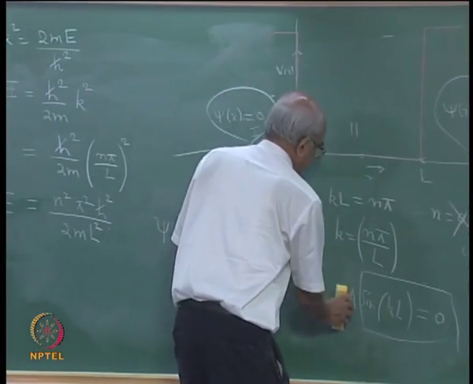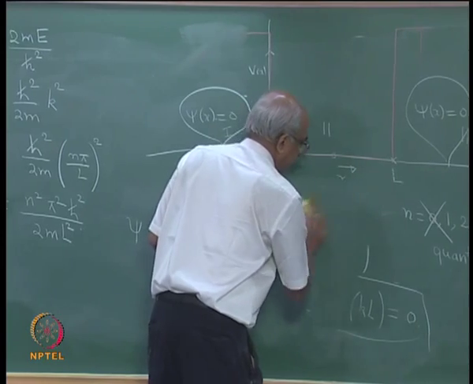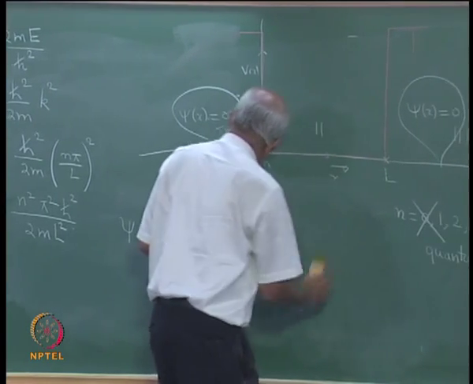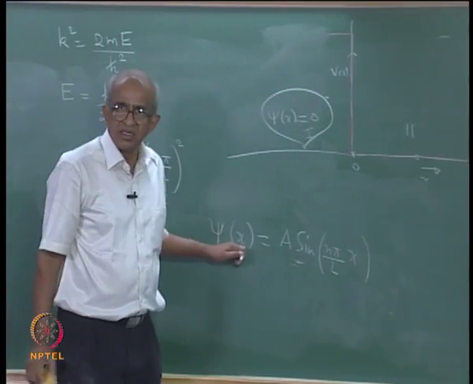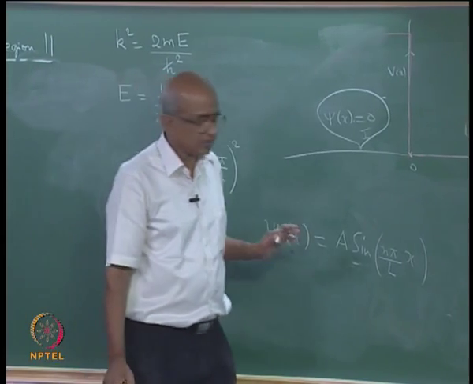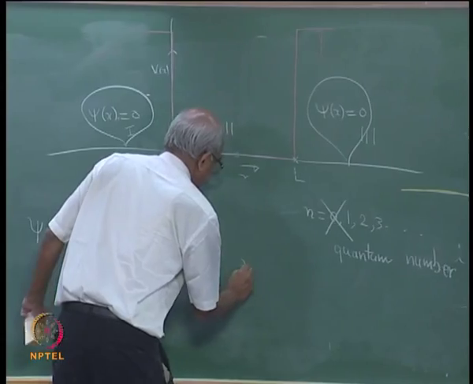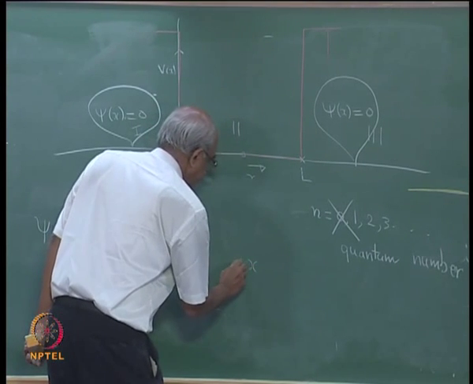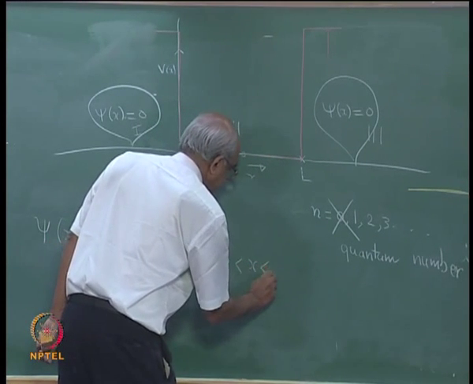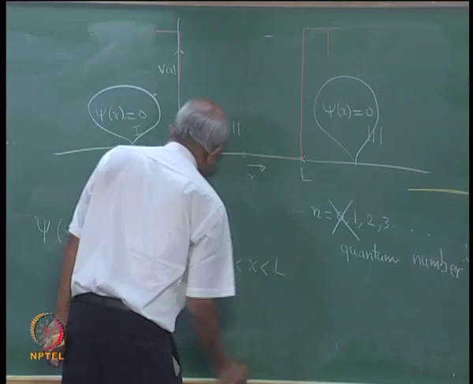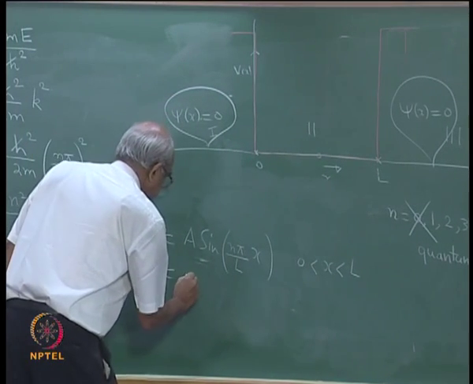And remember that this is for the region within the box. Outside the box, what will happen to psi? It will be equal to 0, right. So, strictly speaking, what I should do is say that it is equal to so much if x is greater than 0 and less than L, and it is equal to 0 otherwise.